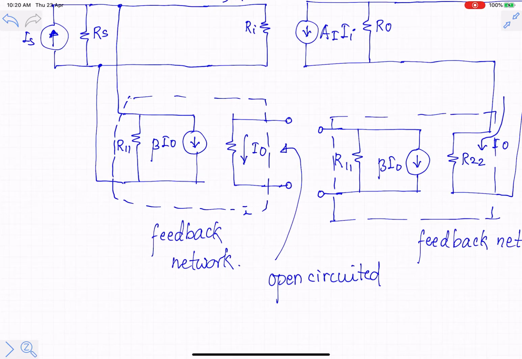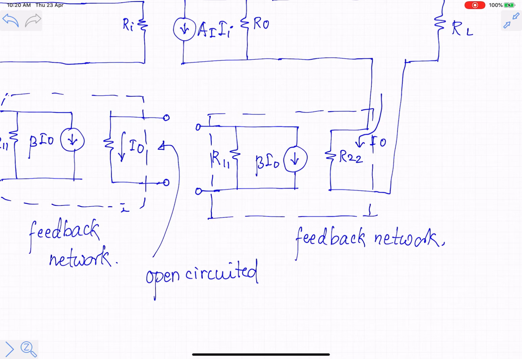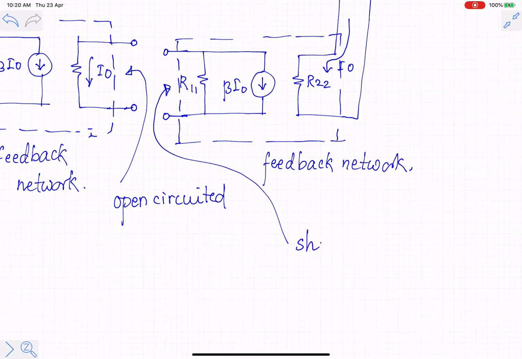Similarly, in order to make the only effect of R22 on the output side of the feed forward amplifier, this should be short circuited. So the output side of the feedback network should be short circuited. If I short circuit it, what will happen? This R11 will not come into picture, and we have only R22 in the circuit. So it is short circuited.